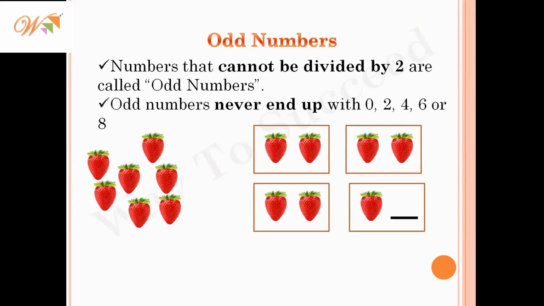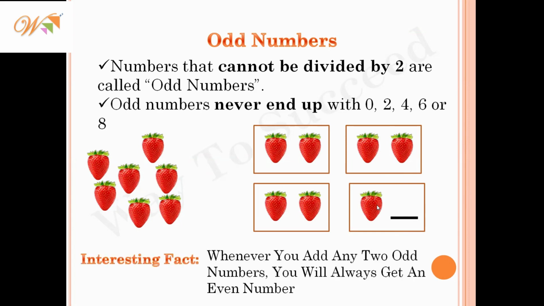So we were not able to make pairs of all the strawberries. That means 7 is an odd number. It's not an even number. We were not able to divide it into two parts. In the end, 1 was left. Correct. We also learnt one interesting fact about odd numbers, that whenever you add any 2 odd numbers, you will get an even number, because then this one strawberry which was left alone gets a pair from the other group.